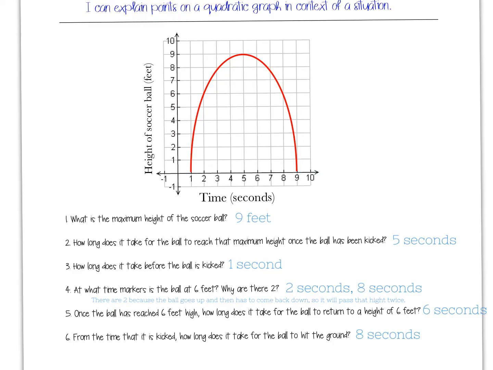Once the ball has reached 6 feet high, how long does it take for the ball to return to 6 feet? It's happening at 2 seconds, and then it goes up in the air, and then back down at 8 seconds. It reaches 6 feet again. So from 2 seconds to 8 seconds is a passing of 6 seconds. And then from the time that it is kicked, how long does it take for the ball to hit the ground? So here's the ball on the ground. It goes up, comes down. So it starts at 1 second to 9 seconds. I can't answer 9 because it took a second before the ball was kicked. So from 1 to 9 seconds is 8 seconds.